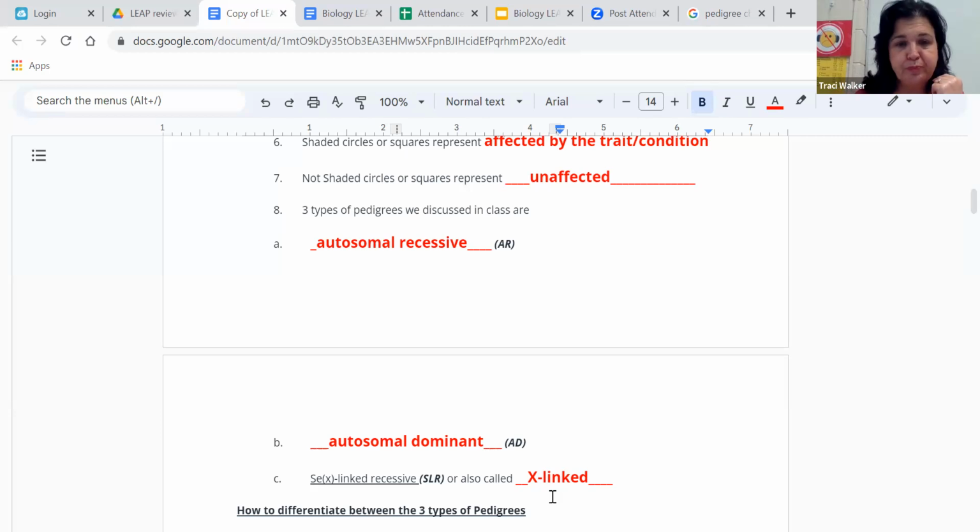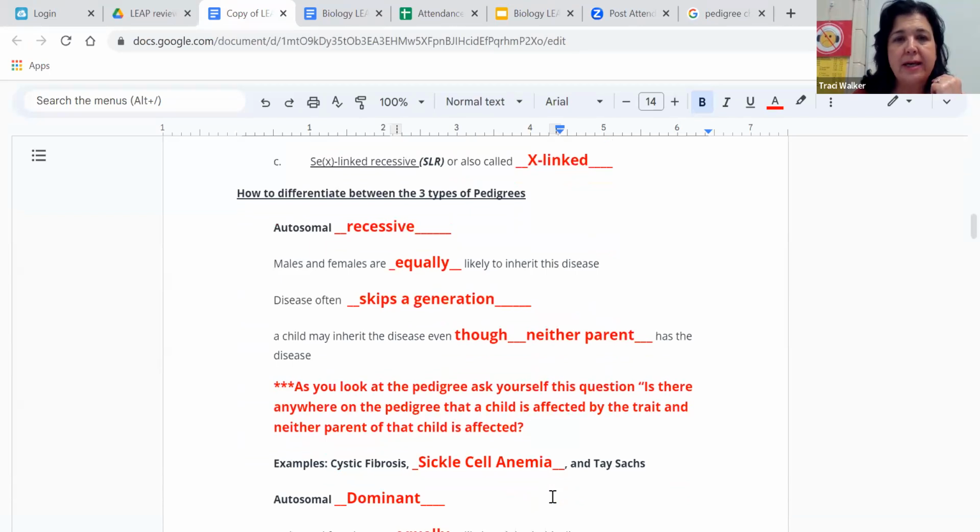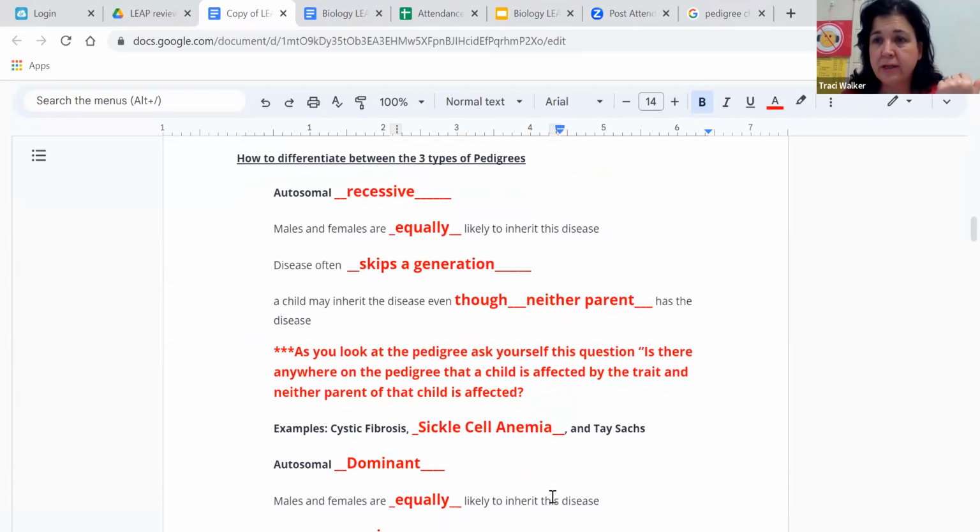Okay. So how do we tell, if we see a pedigree, what type of trait we're looking at, what type of gene? Is it an autosomal gene on one of our regular 44 chromosomes, or is it an X-linked gene on one of our 2 sex chromosomes? And if it's autosomal, is it a recessive gene or is it a dominant gene? And so there are a few little clues that we need to remember.